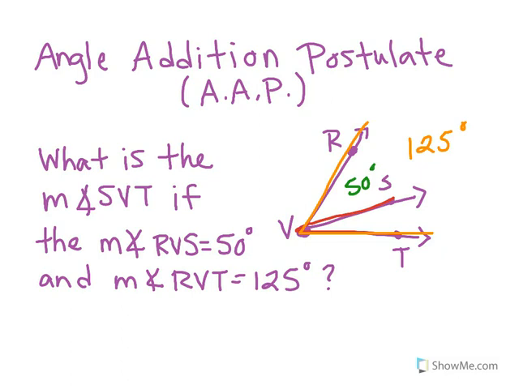So just by looking at this picture, if I'm trying to find this missing angle, which I'll just call X, I know for a fact that that 50 degrees, when I add that to X, it should add up to give me the entire measure, which is 125 degrees. So what do I have to add to 50 to get 125 degrees? It should be 75 degrees. So that's the angle addition postulate.